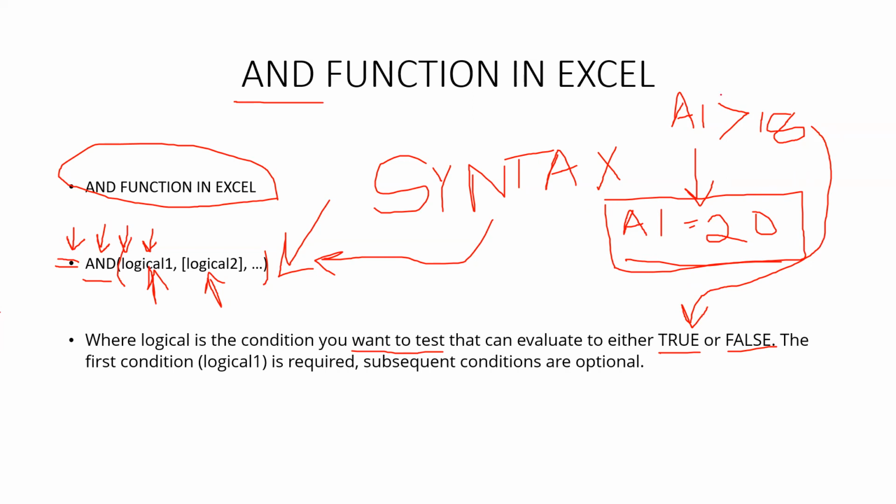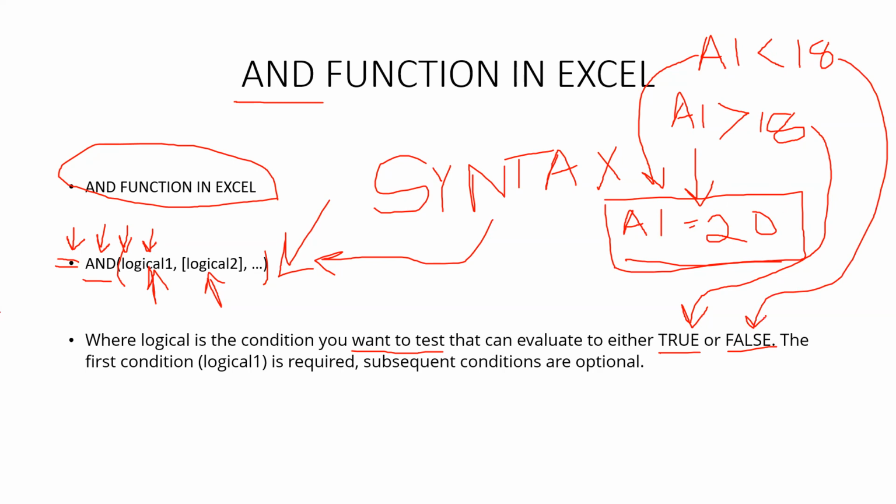If I had to say A1 is less than 18, this condition is trying to check what is in A1. Is the content of A1 less than 18? The content is 20, so the content is not less than 18. So this condition will return a value of false.